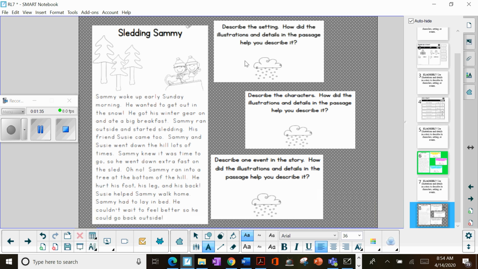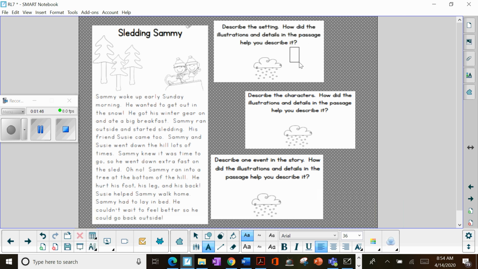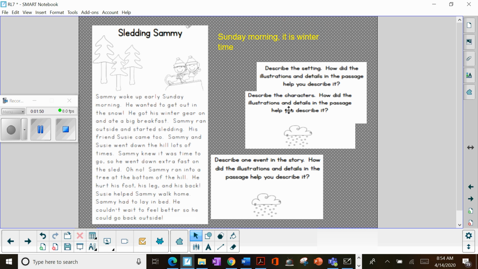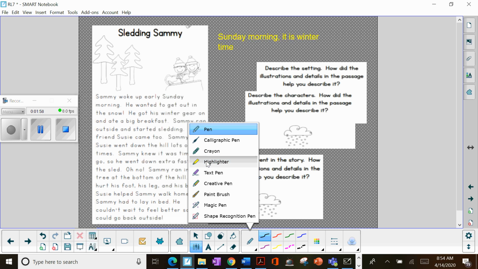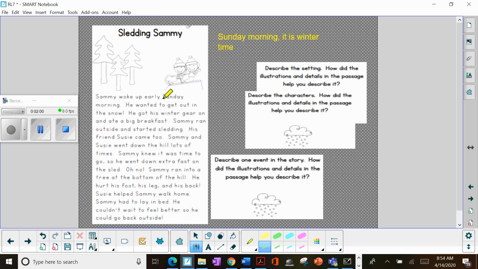So the first thing we're going to look at is to describe the setting. And then we're going to talk about how the illustrations and details in the passage help you to describe it. So I'm going to move this down. Okay, so I know from here it is Sunday morning. So let me go to my highlighter here. So it is Sunday morning, and I'm going to highlight setting here too.